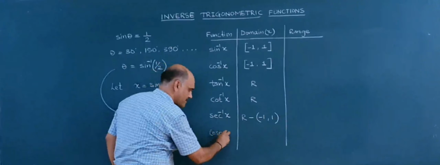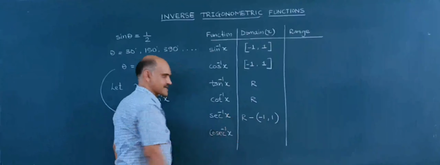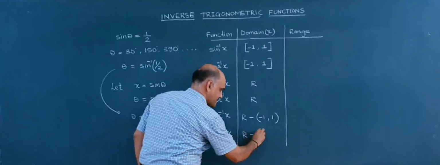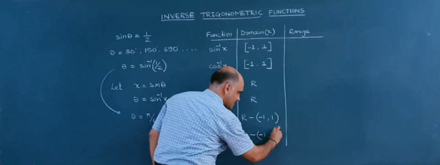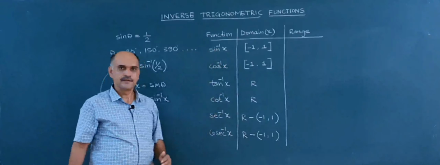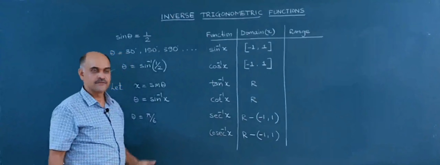Similarly, cosec theta is the reciprocal of sin theta. On that basis you can remember cosec inverse x. Here x will take all real numbers, again minus the interval from -1 to +1. These are the domains. Now we need the range.